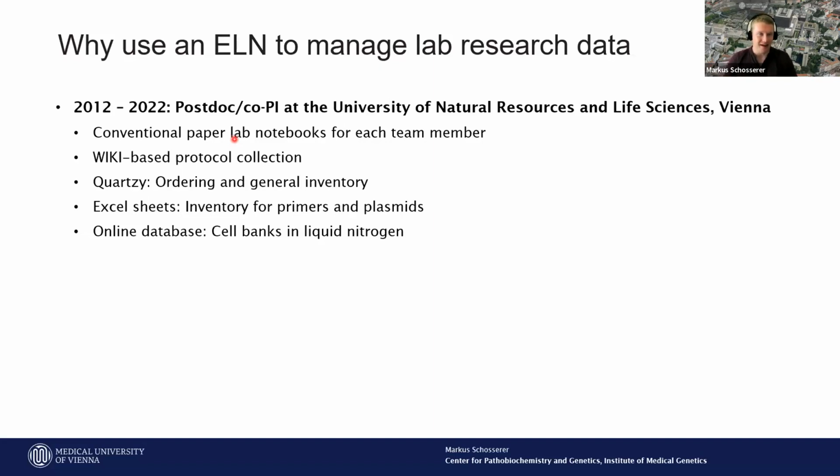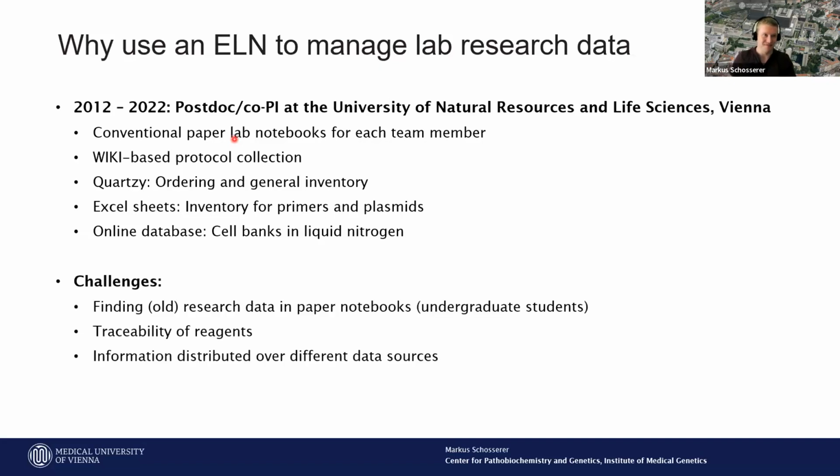We also started with some Word-based protocols, but this became very large, and then we decided to use a wiki-based protocol collection where we could also add some search functions. Then we used Quartzy for ordering and some sort of general inventory for general chemicals. We had many different Excel sheets as inventory for primers, plasmids, inventories of different PhD students, and so on and so on. And then we also had a specific online database for the whole institute, comprising cell banks, liquid nitrogen. So many different data sources.